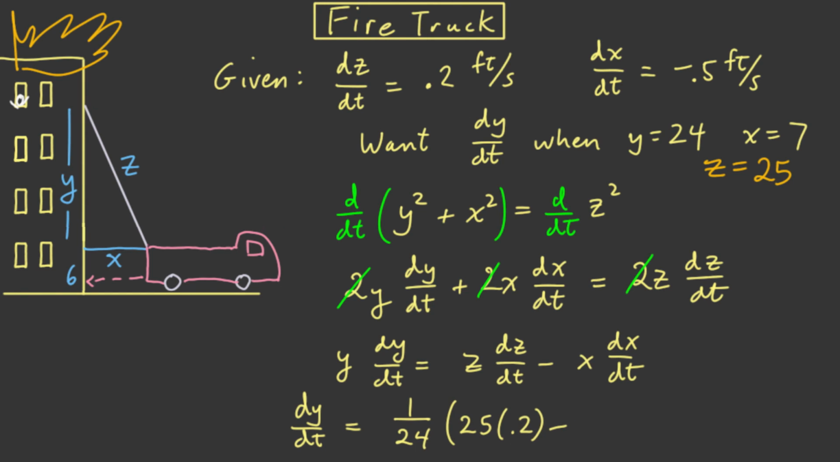And then we're subtracting x, which is 7, and then dx dt is negative, so I'll put a plus here and then 0.5. And then if you do all the arithmetic, you'll just get 17/48. And this is all measured in feet per second. So that's our answer.